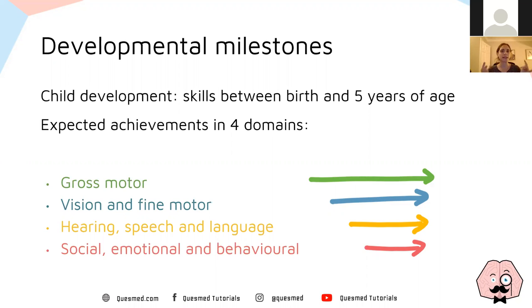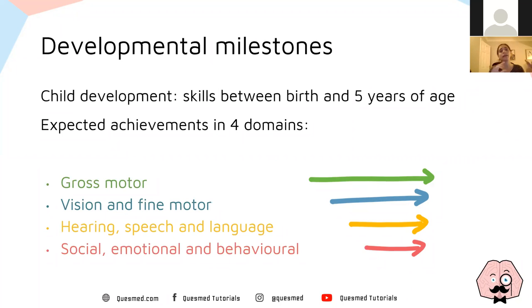And there are four main domains I'm sure you've heard about. There's gross motor, which is one of the biggest ones, an earlier one and easier to remember. Vision and fine motor, then hearing, speech and language, and social, emotional, and behavioral. The reason why I've put these arrows scattered going down is because this is the order in which these milestones will be achieved by children. So often they will start first of all by hitting gross motor milestones, and then as they grow older, their development will include more and more refined skills like fine motor and more complex social behaviors.